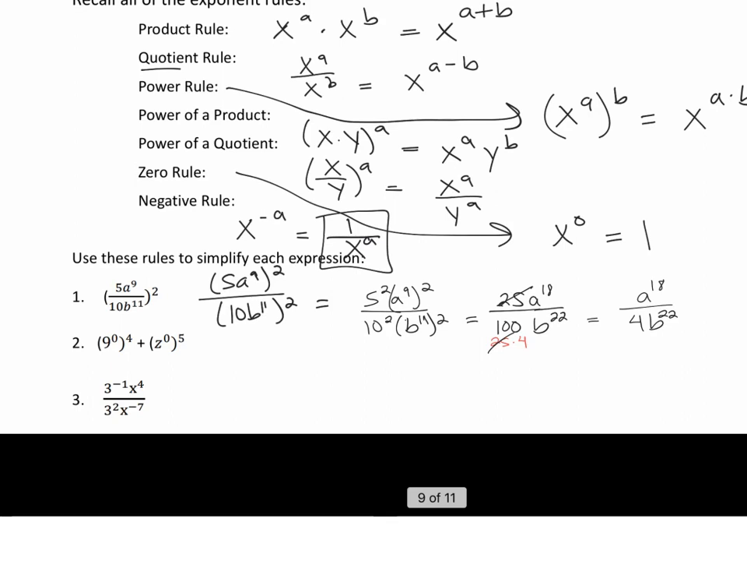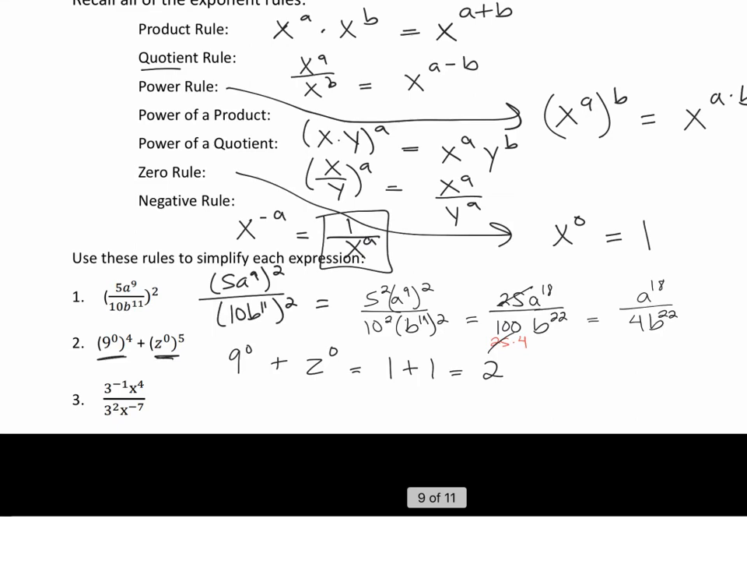For number 2, I have separate terms separated by that addition symbol. So first term, let's simplify that. That's a power rule. We'll multiply 0 times 4. Second term, that's another power rule. I'll multiply 0 times 5. And now I have the 0 exponent rule. 9 to the 0 is 1, plus z to the 0, which is 1. So 1 plus 1 is 2 altogether. That's the simplified expression there.